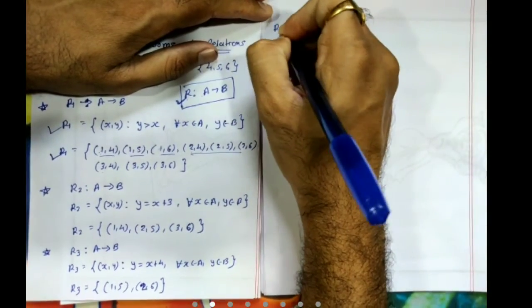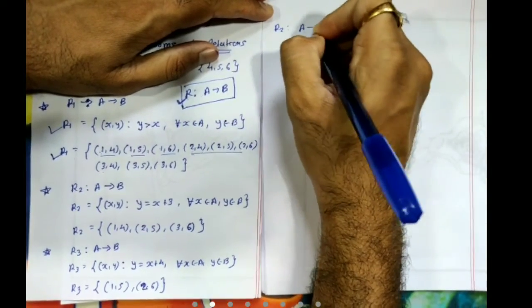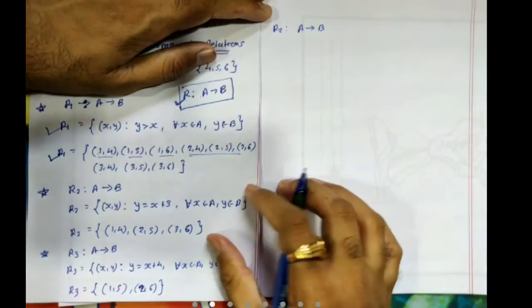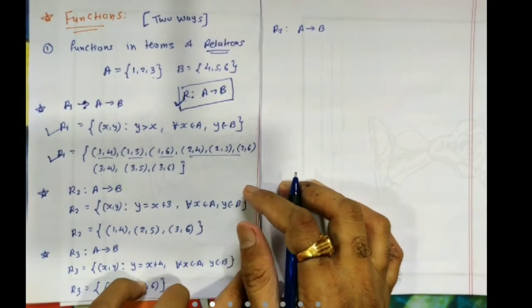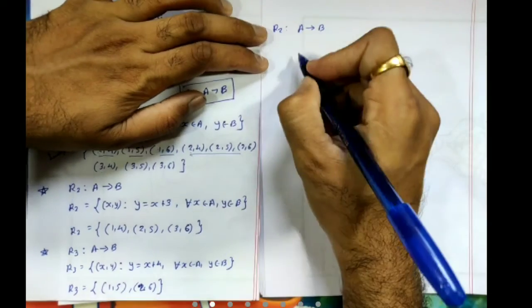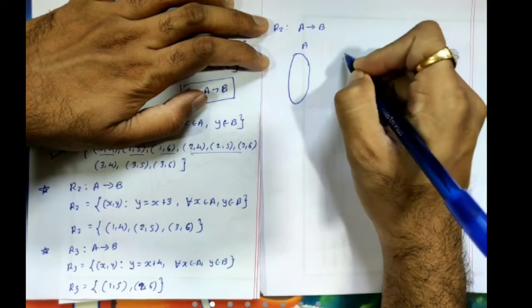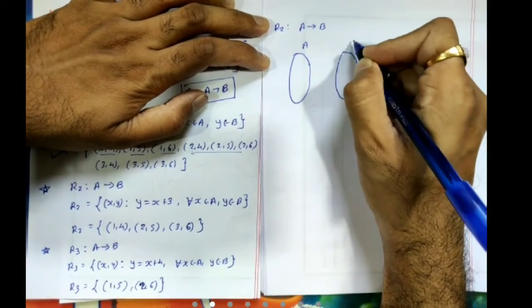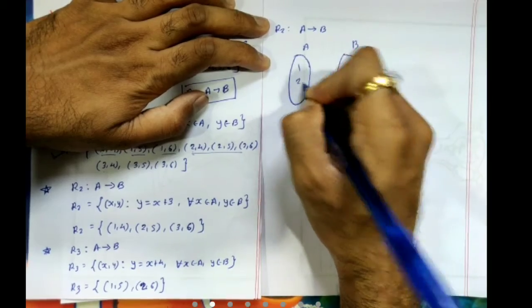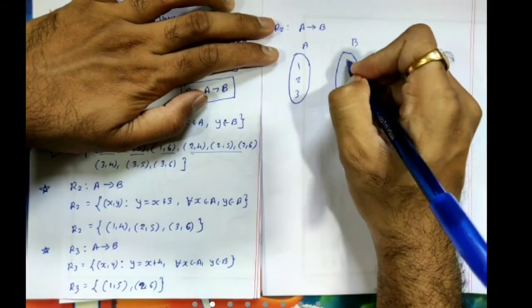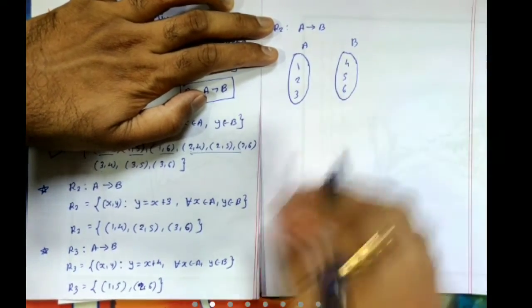Consider relation R2. Relation R2 from set A to set B is there. Now draw the arrow diagram for this relation R2. This is our set A. This is our set B. Elements are 1, 2 and 3, and elements are 4, 5 and 6.